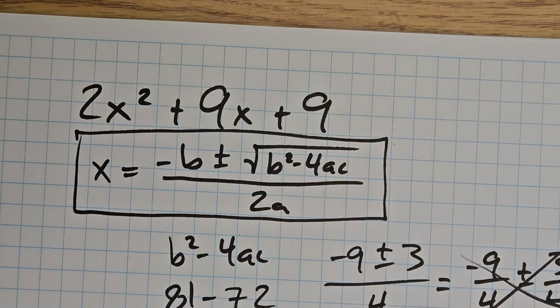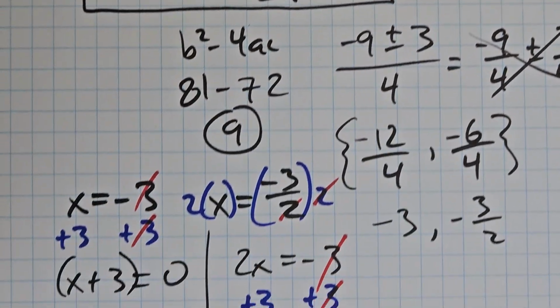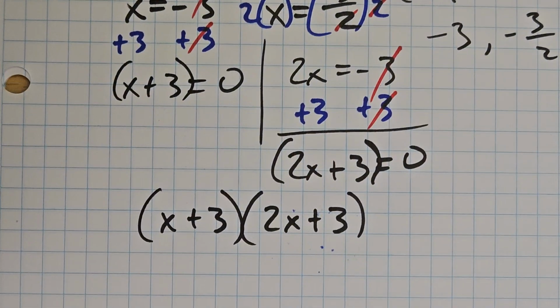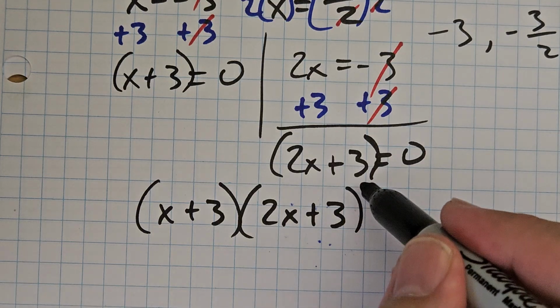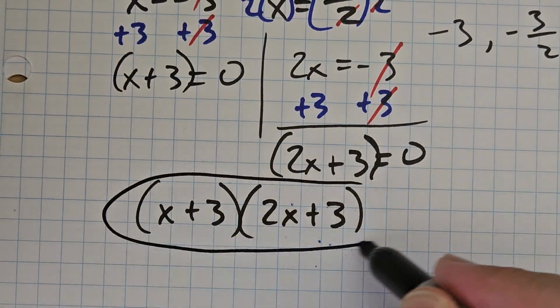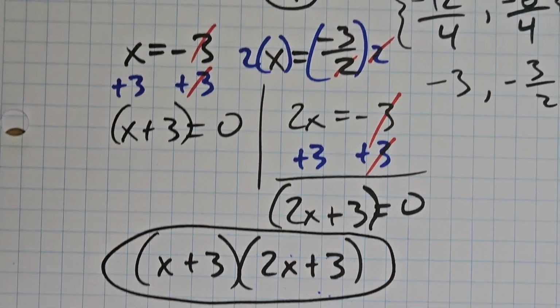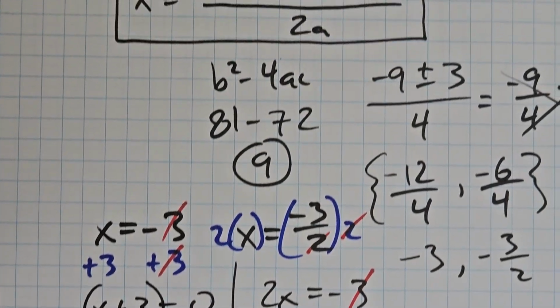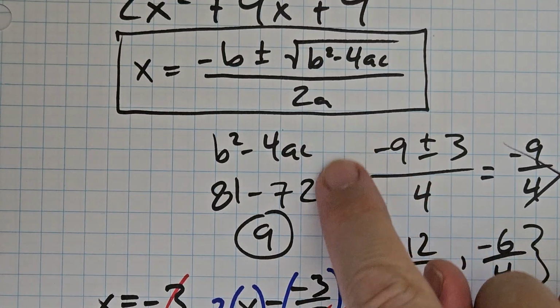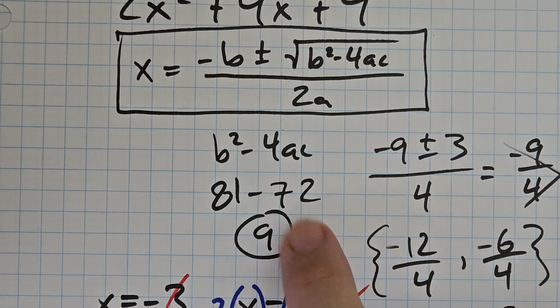Okay, so there's a lot of work on this page, but sometimes the factoring just isn't coming to your head. You can always use the quadratic formula. And the great thing here is you start out with the discriminant so you know that you're not wasting your time on something that's not factorable.